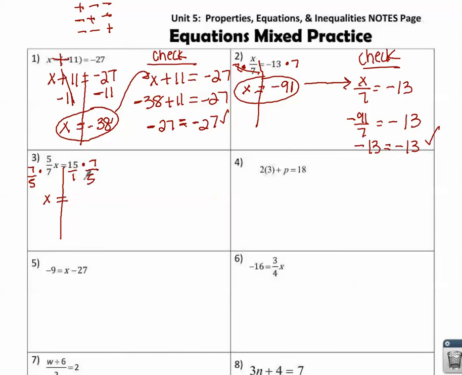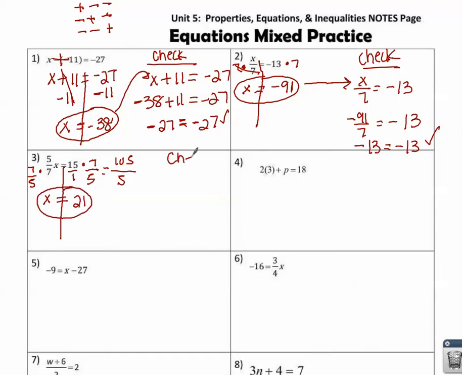Place a 1 underneath the 15 to make it into a fraction. 15 times 7 is 105. 1 times 5 is 5. When you reduce this, you get 21.